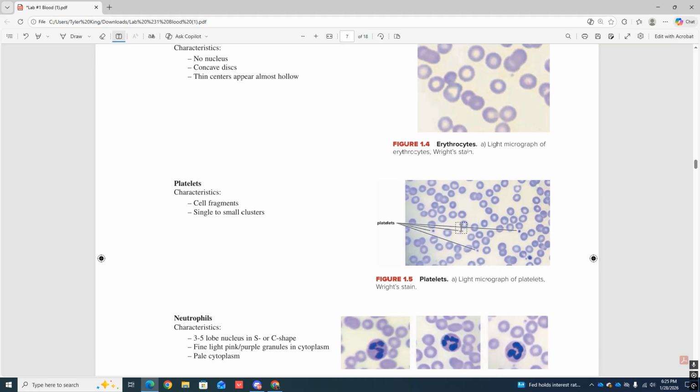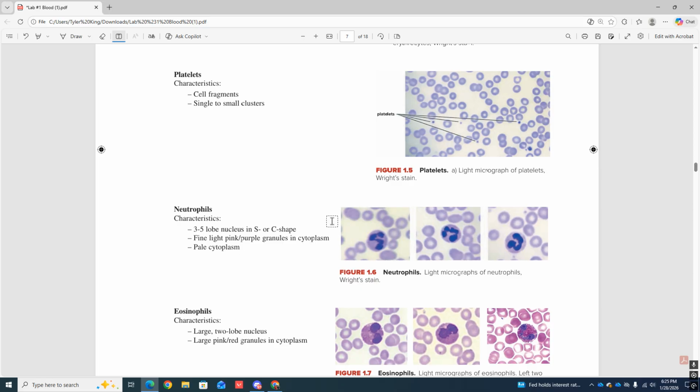Platelets. They look like small cell fragments, those little polka dots that sit in between all of the red blood cells. They can be single or they can emerge in small clusters. So this would be a single one here, and a little cluster right here, where my cursor is pointing.